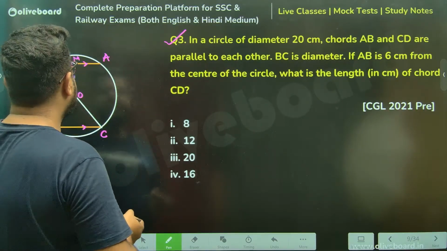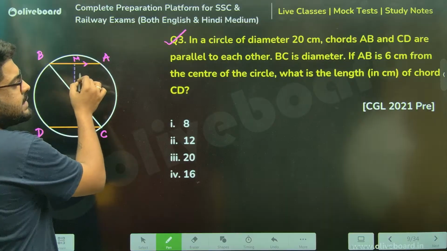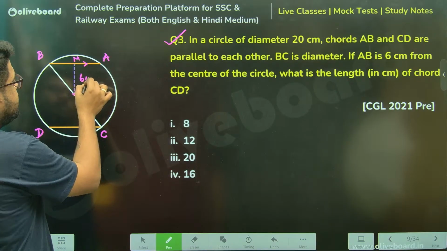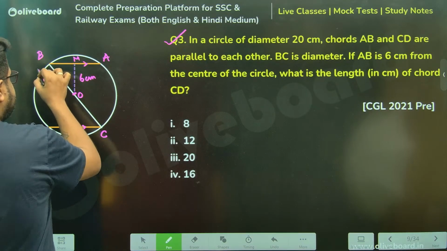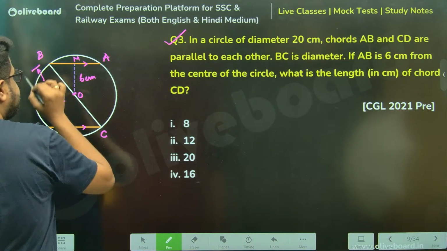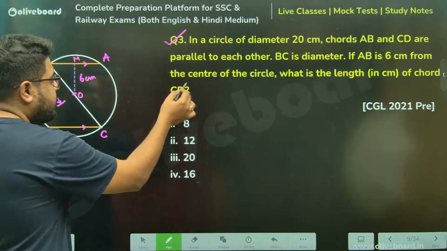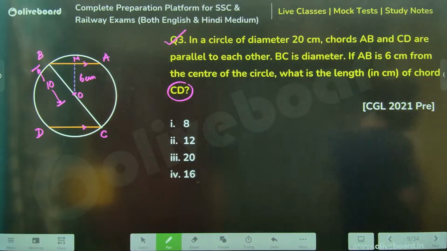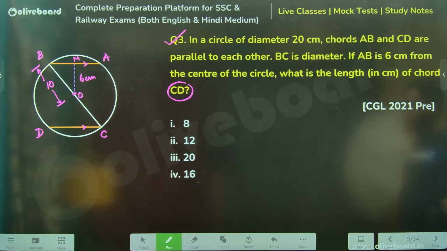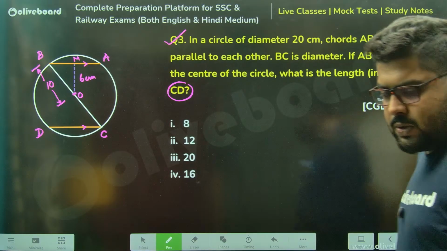First things first, I need to figure out this. This is given as 6 centimeters. And diameter is 20, meaning this is 10. Please understand. OB then is the radius, that is 10. So from there, I need to find the value of CD. Can anyone tell me how to do that? I've given you this. One part is 10, another part is 6.